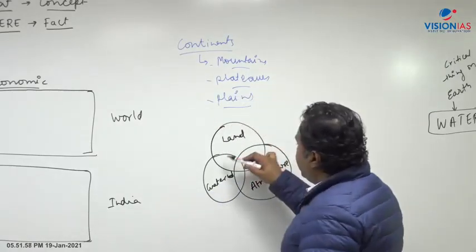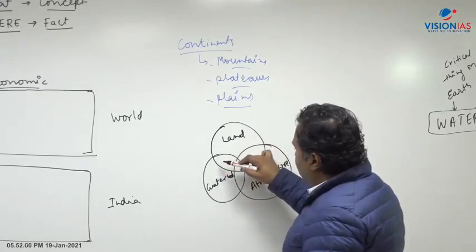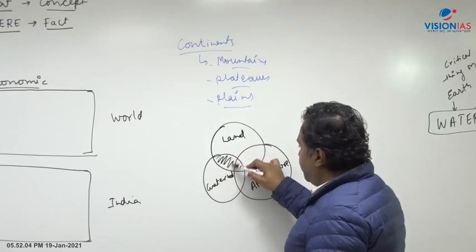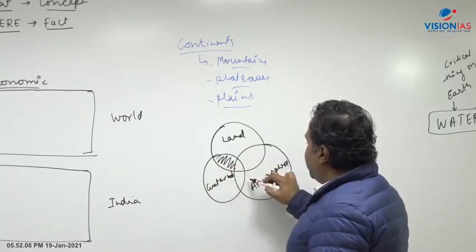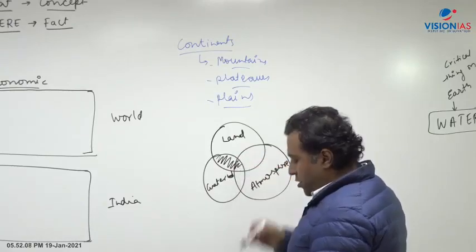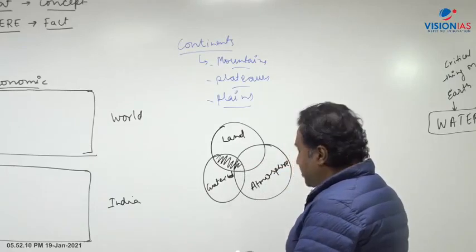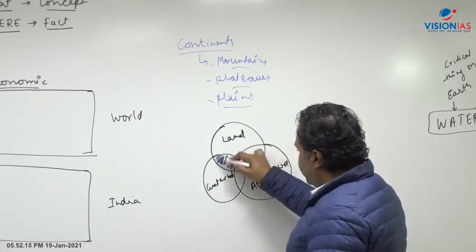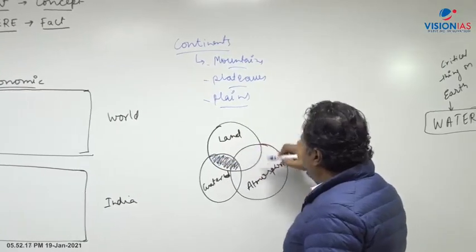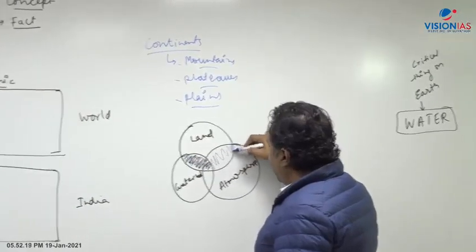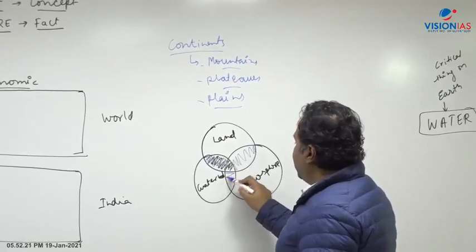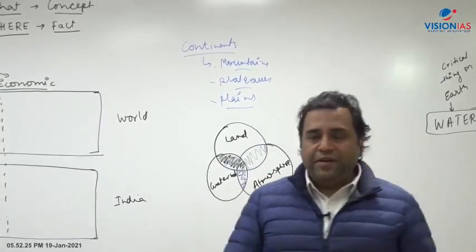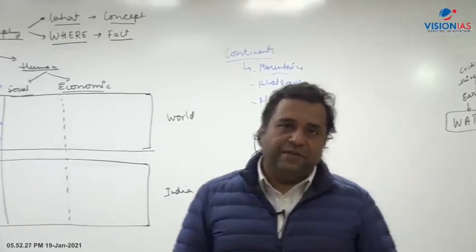For example, when you see the water bodies and the land, where they mix, you do find some life. Where the water bodies, the atmosphere and the land mix, there also you find some life. Let me change the color for life a little. And where the land and the atmosphere meet, there also you find some life. Where the water bodies and the atmosphere meet, there also you find some life. So wherever they interact, you find some life in those regions.